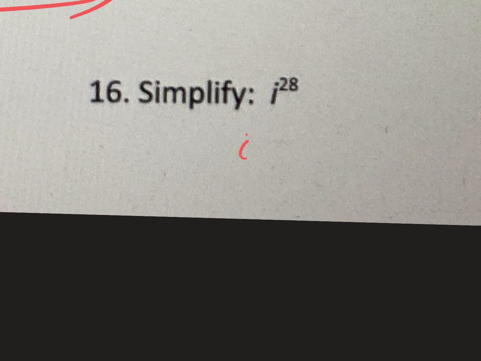And then 16. Simplify that. Remember, we always use i squared, so I'm going to do i squared to the 14th power. That gives me 28. i squared is negative 1 to the 14th power. Because it's an even power, it becomes positive 1. And that's that one.